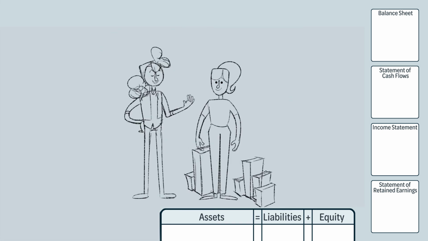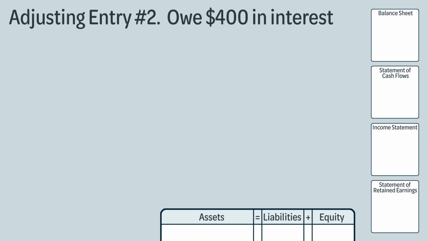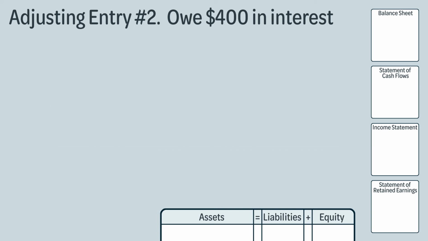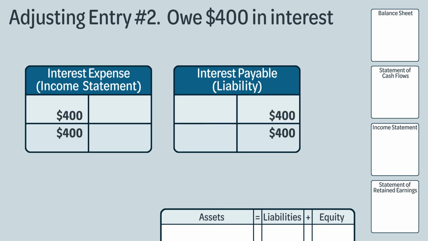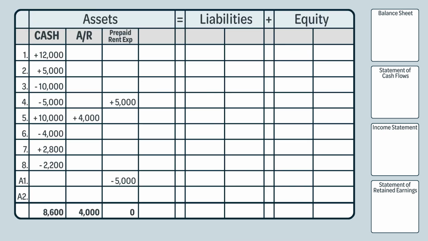Recall that we borrowed money to start our business. Typically, lenders require borrowers to pay interest. In our example, let's assume that we owe $400 of interest related to the $5,000 note payable. We plan to pay this interest next month. To record this entry, we debit interest expense and credit the liability account interest payable. After recording this adjusting entry, our income statement will reflect $400 of interest expense, and the balance sheet will reflect $400 of interest payable.